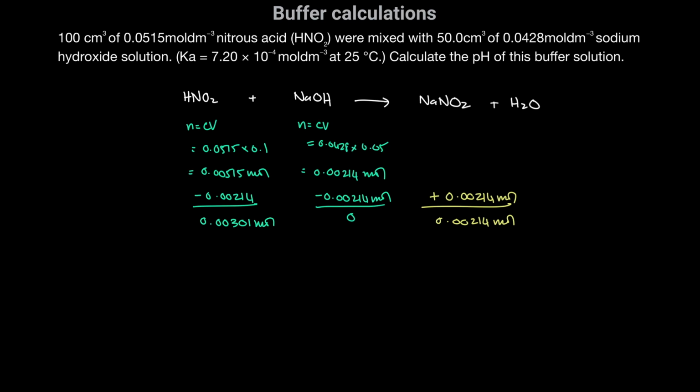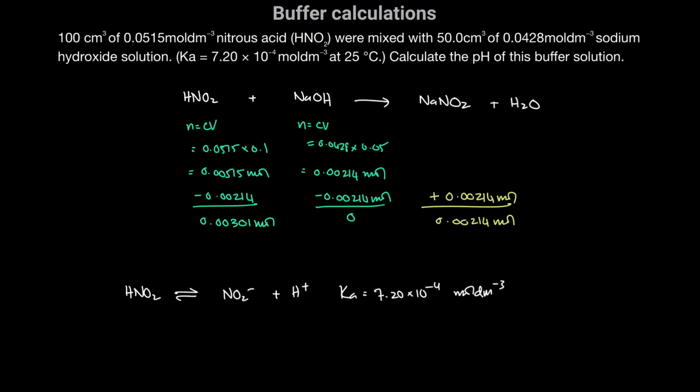So we have the following equilibrium for this buffer. We have HNO2 forming NO2 minus ions and H plus ions. The Ka for this is 7.20 × 10 to the power of negative 4 moles per decimeter cube. They've given that to us.